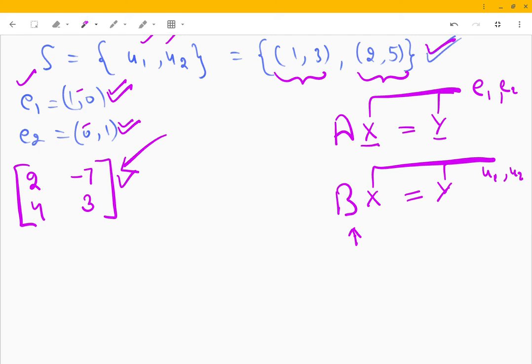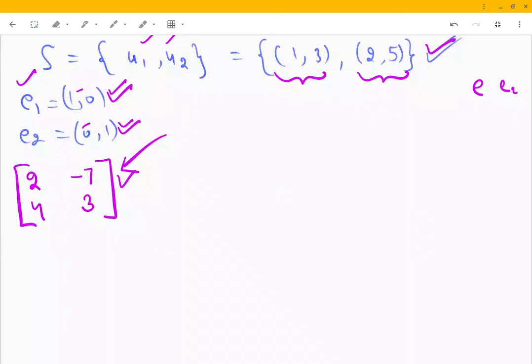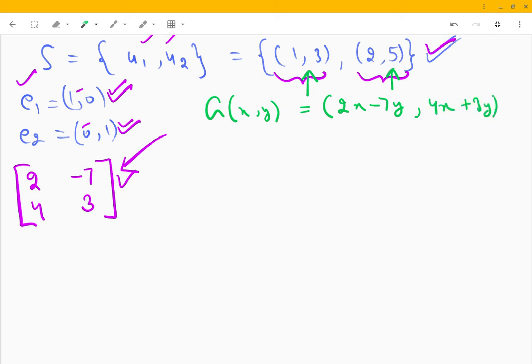So how we do it is, we have our transformation with us, and what we do is we first evaluate to which vector u1 and u2 are being mapped according to our transformation. So I'll write the transformation again. G of (x, y) was (2x minus 7y, 4x plus 3y). Just plug in x and y here and we will get the transformation.